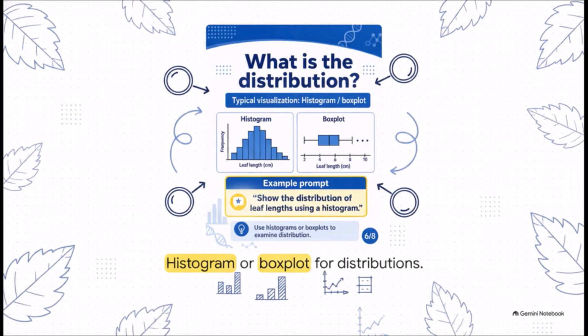Let's look at a really specific example. Say you're investigating the distribution of leaf lengths in a particular plant species. You wouldn't use a line graph for that, right? The biology naturally dictates a histogram to show the frequency of those lengths, or maybe a box plot to clearly lay out the median and the spread. The key is that you are letting the biological question dictate the graphical format, not the other way around.